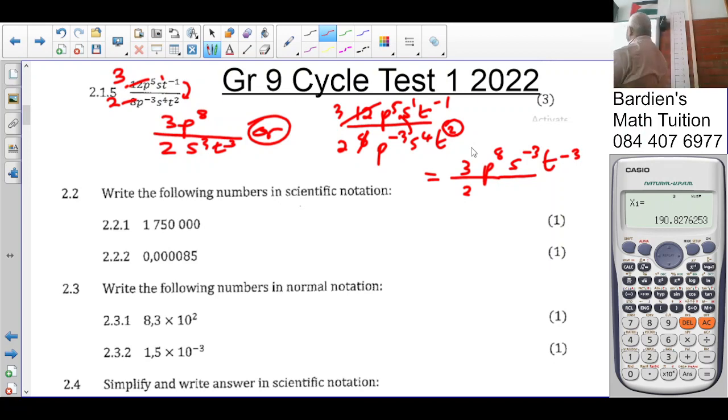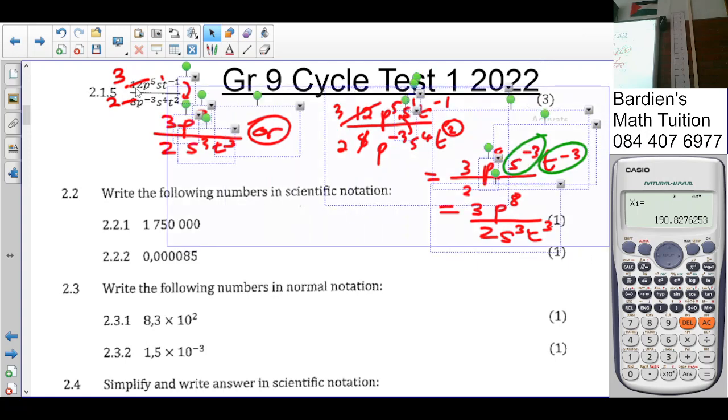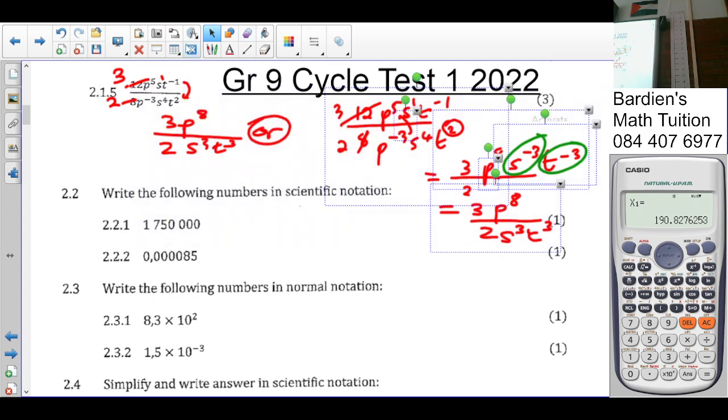Remember, the rule says when we divide and the bases are the same, we subtract the exponents. So we have s to the negative 3, t to the negative 3. Let's bring them down. So it's going to be 3p^8 over 2 s cubed t cubed. Remember, a base with a negative exponent in the numerator becomes positive as a denominator there.